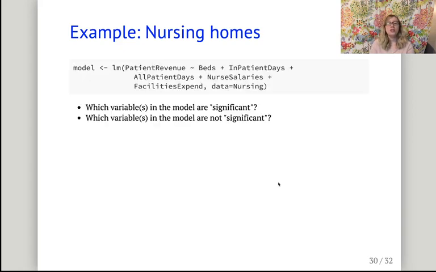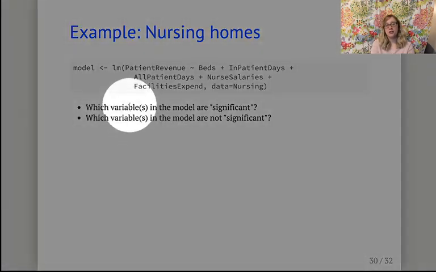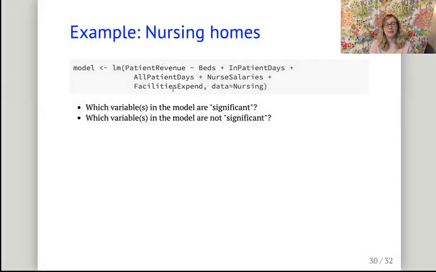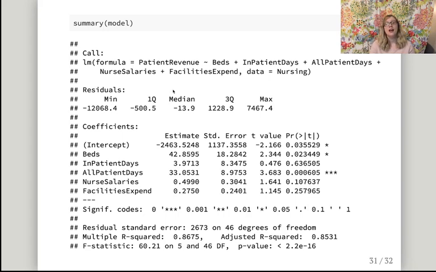So we will use all of the numerical variables in this model. So patient revenue might change depending on the number of beds in the facility, number of inpatient days, all patient days, nurse salary, and facility expenditures. Here is the result of fitting that model.